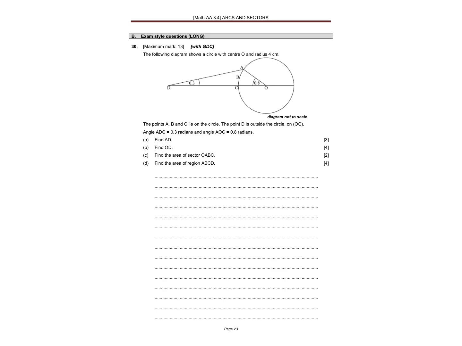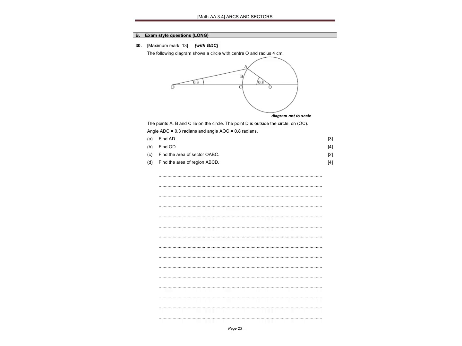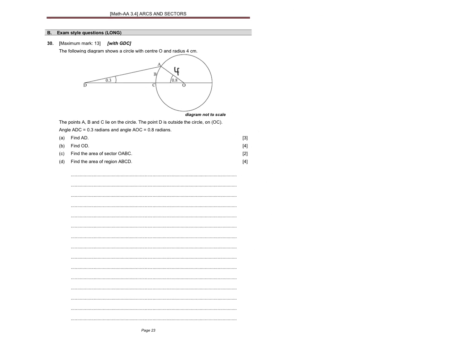The following diagram shows circle, center O, radius 4. Points A, B, C lie on the circle. The point D is outside the circle on OC. Angle ADC is 0.3. Angle AOC is 0.8. Find AD.